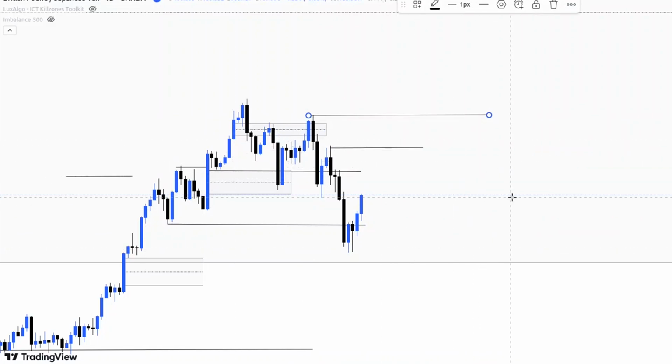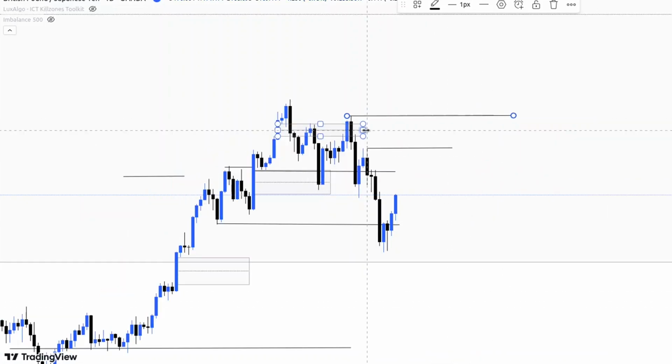I'll possibly be looking for my entry if price should come and take this liquidity here and show me that the bullish fair value gaps that formed during that process have been disrespected. So let's just take a look at what price does after this.